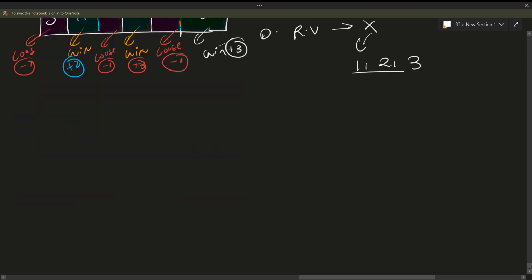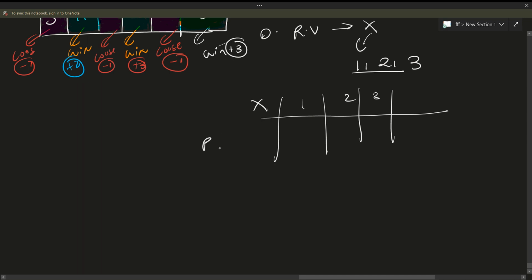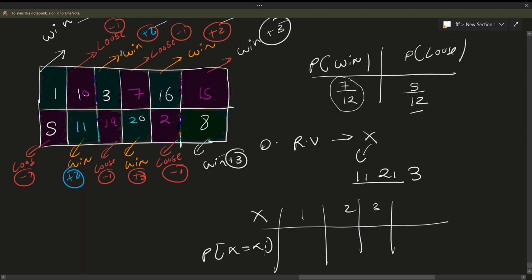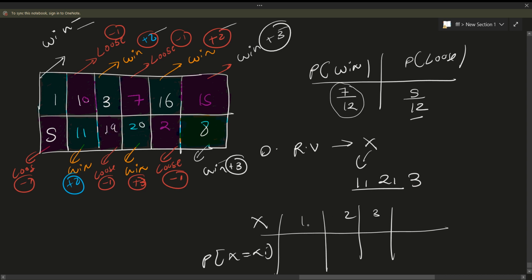Now I will draw the probability table: 1, 2, 3. 1 is losing 1, 2 is winning 2, and 3 is winning 3. This is my x, and this is my probability of x equal to xi. Now we'll see the number of times you are losing and getting minus 1. So 1, 2, 3, 4, 5, so it's 5 upon 12.